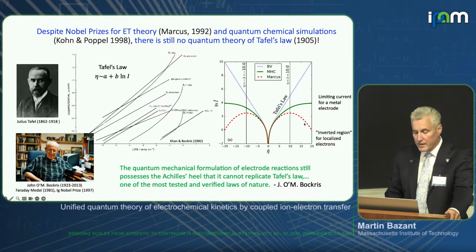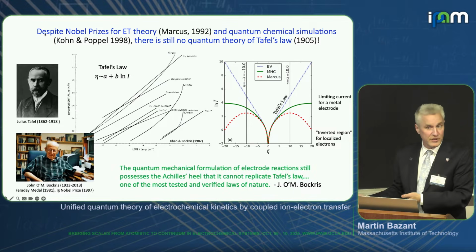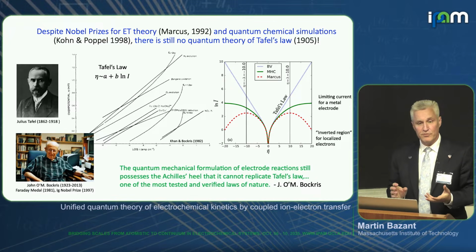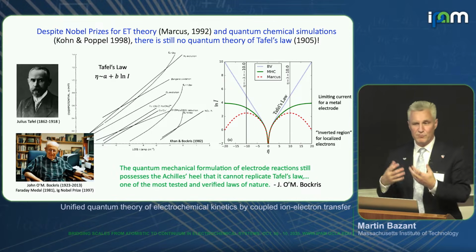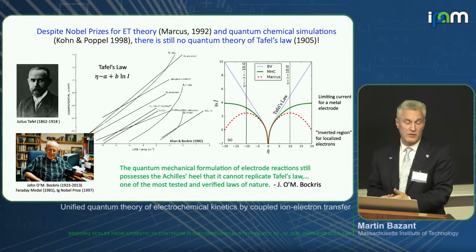It's pretty reasonable. And so I state here that despite Nobel Prizes for electron transfer, also for quantum chemical simulations, density functional theory, we still can't explain Tafel's law, and I would argue that we still don't even really have a very predictive framework for predicting electrochemical reaction rates.